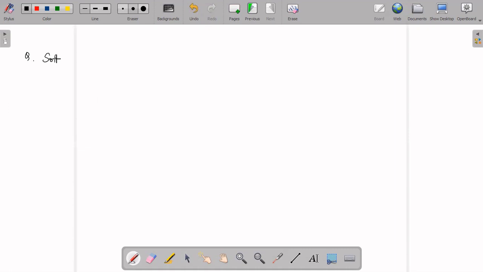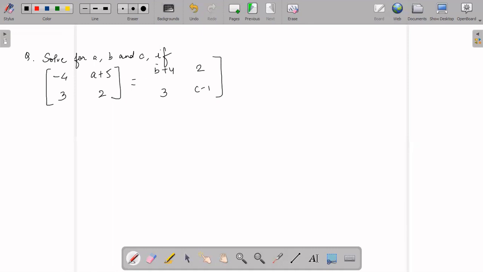Solve for A, B, and C if [minus 4, 3; A plus 5, 2] is equal to [B plus 4, 2; 3, C minus 1]. So if you see, this is very similar to the one which we have done just now. Two matrices given are equal because there is an equal to sign in between them. So how can we find out? We will compare the corresponding elements.